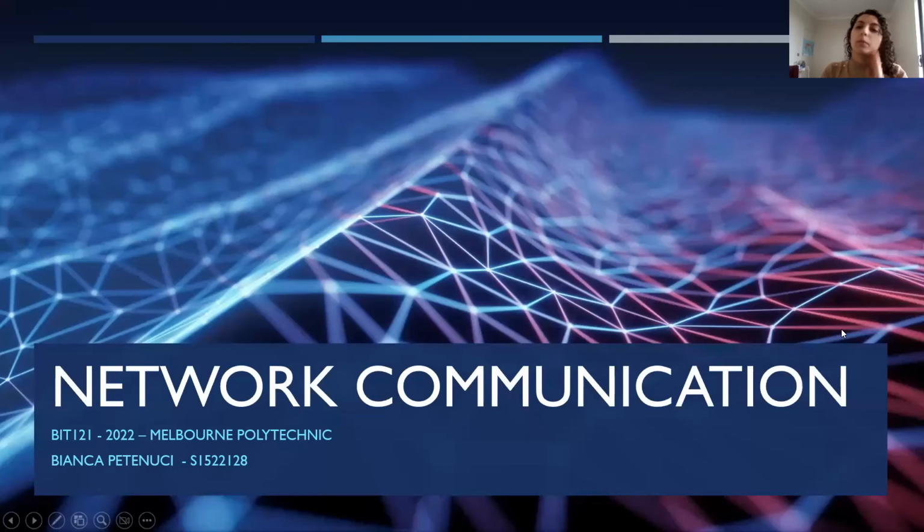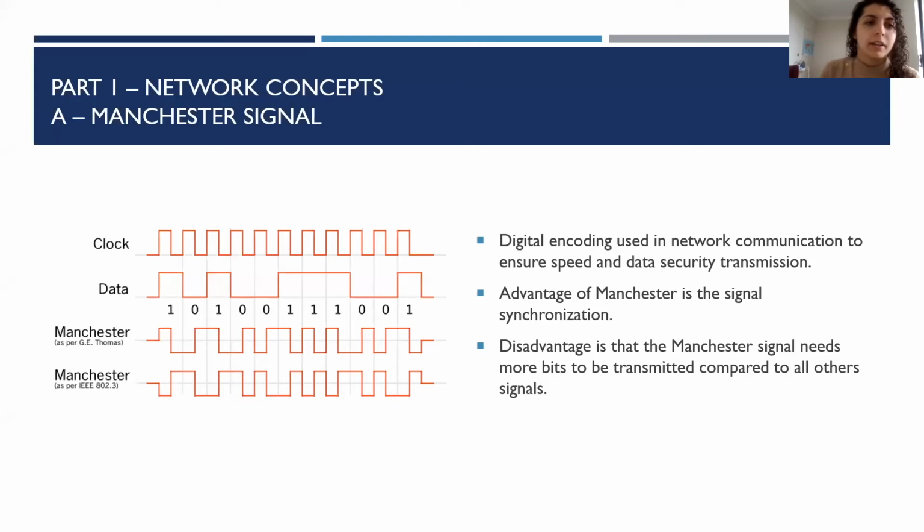There we go. Network communications. The first part, we talk about network concepts. And the first that I choose is the Manchester signal, which is a digital encoding used in network communications to ensure speed and data security transmission.